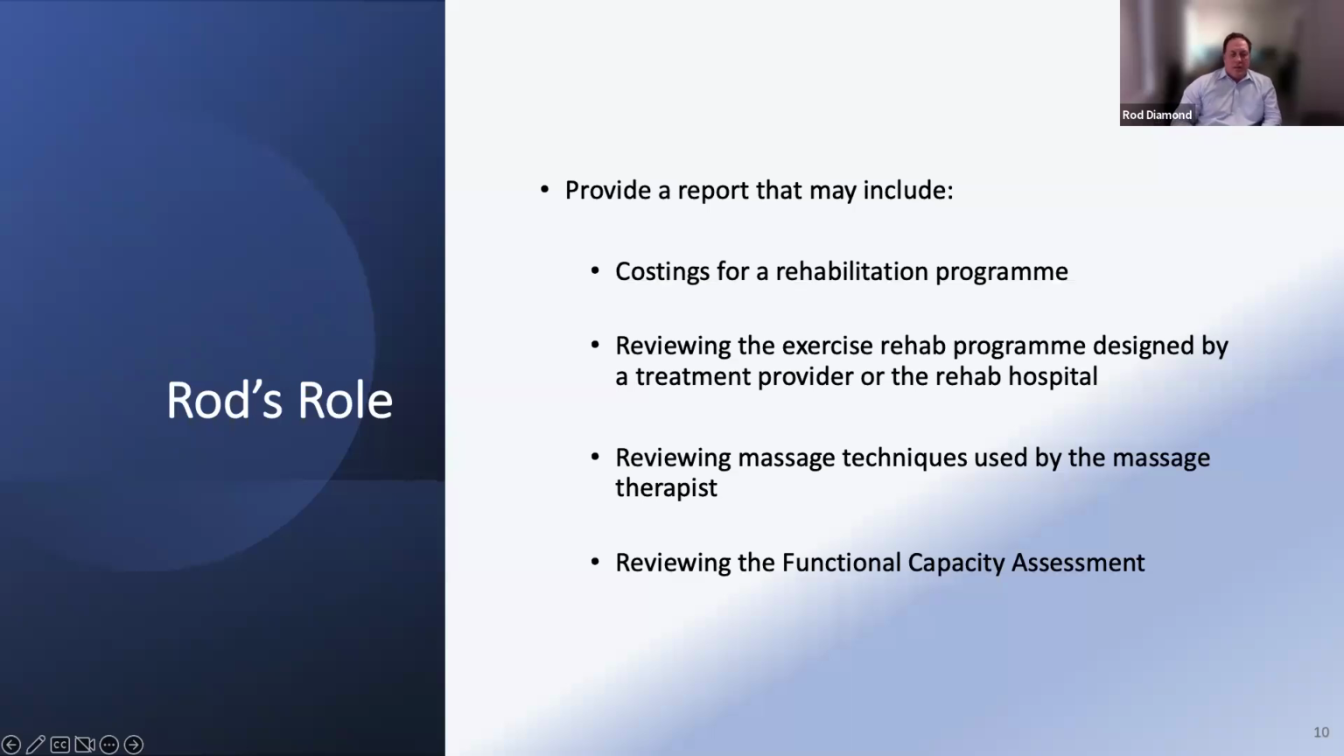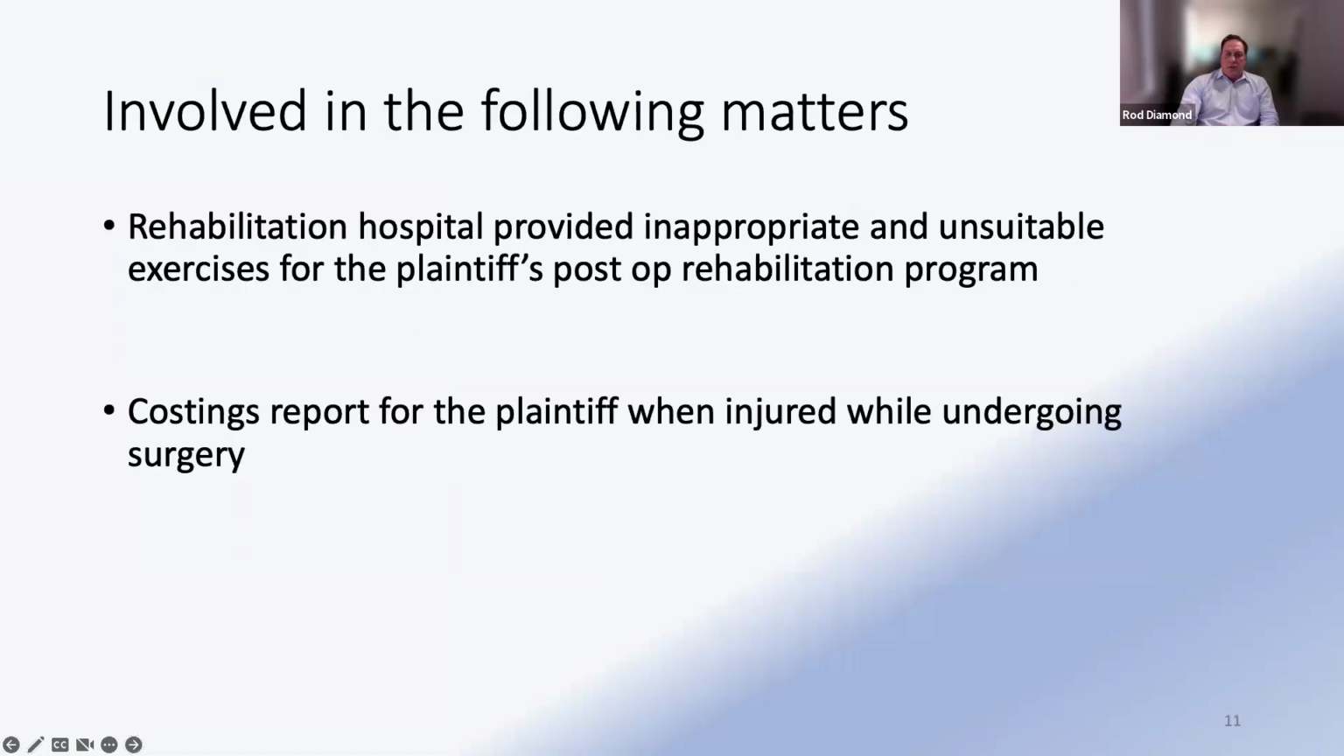So my role in the professional medical negligence area is I've done reports, costings for a rehab program, reviewing the exercise rehab program designed by a treatment provider, reviewing massage techniques by a massage therapist, or reviewing a functional capacity assessment. And just a few matters that I've been involved in that might make it a bit easier.